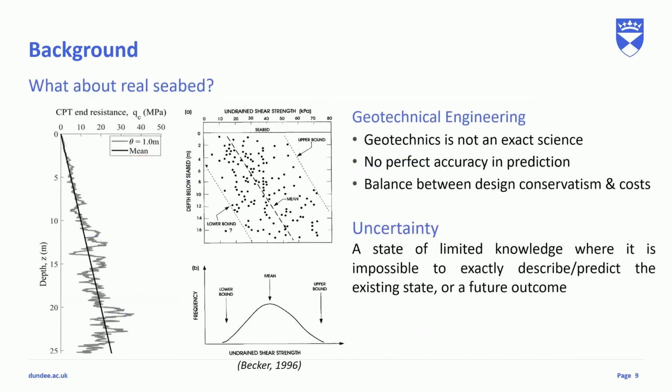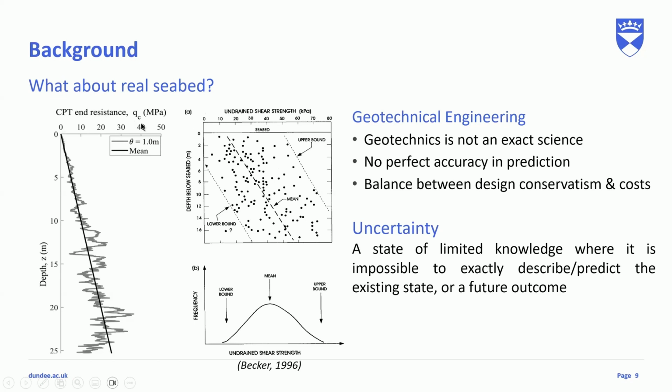But what about the real seabed? In the traditional prediction equation, we just assume that the soil is uniform. The soil property is the same everywhere, so it's spatially homogeneous. But the real seabed, for example, this one, this is a CPT. It's a kind of field test approach.